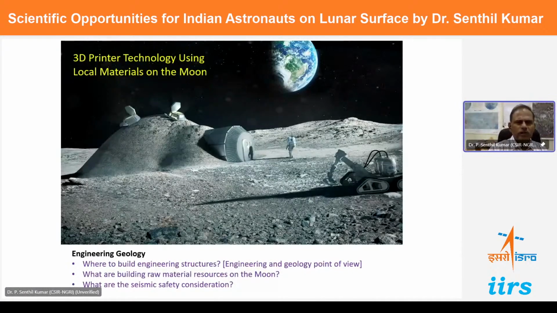So this is how we have to, yes, I am closing. This is a reminder. So this is how we can have houses on the moon using 3D printer technology. Using local materials called regolith boulders, we can construct houses like this.